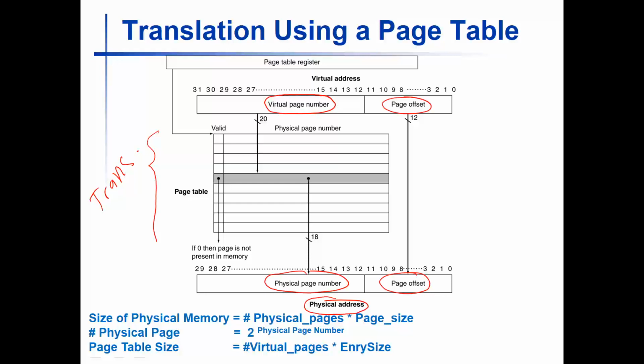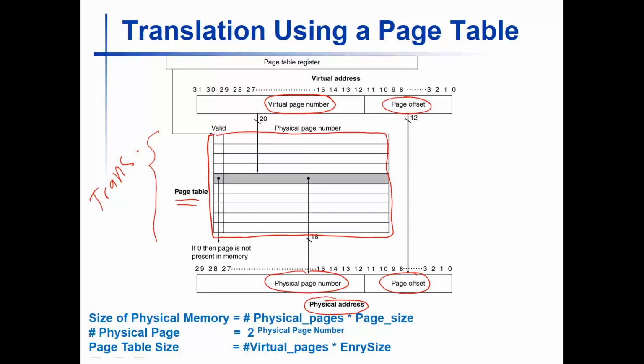Now we said that when we translate the virtual page number to physical, how do I do this? Well, there is a table. This is the table right here. This table is called the page table. It is saved in the main memory.